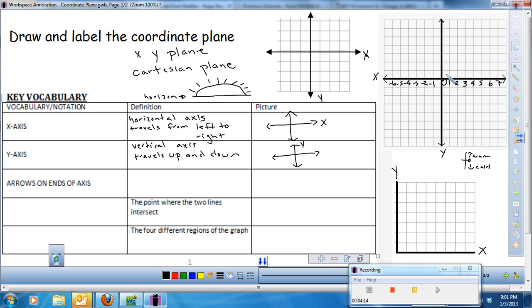So we have the y-axis here. The numbers above the 0 are going to be positive: 1, 2, 3, 4, 5, and 6. The numbers below the 0 are going to be negative: -1, -2. Notice again that I'm writing these on the lines, not in between the lines.